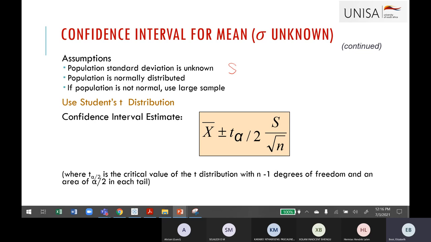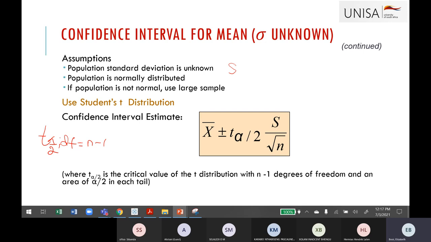And we know that for the critical value where the population standard deviation is unknown, we go to the T table. And we know when we find that critical value, we use T alpha divided by 2 and the degrees of freedom. And we know that our degrees of freedom is n minus 1. And that will give us the critical value when we go to the table. And the formula to find confidence intervals is the point estimate plus minus the critical value times the standard error.